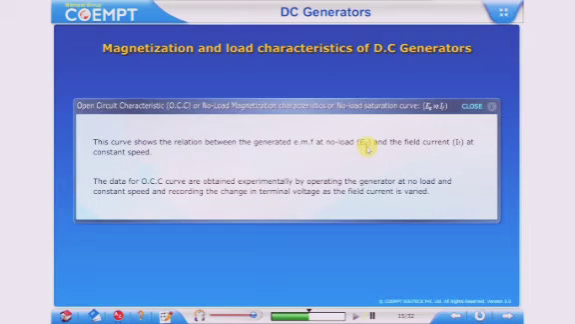Load characteristic or load magnetization curve. This curve shows the relation between the terminal voltage and field current by keeping the armature current and speed constant.